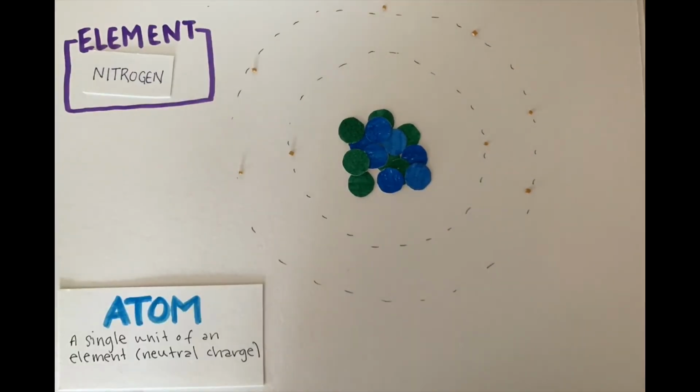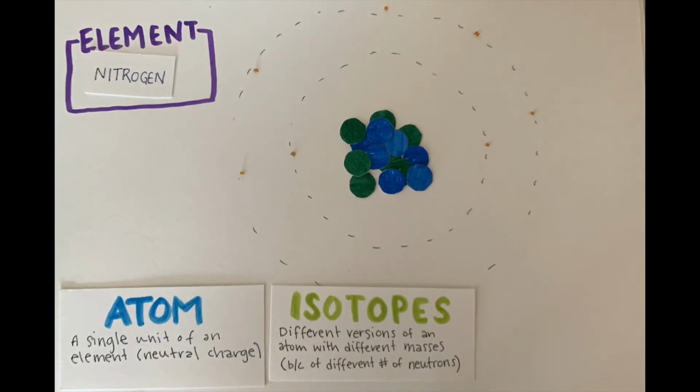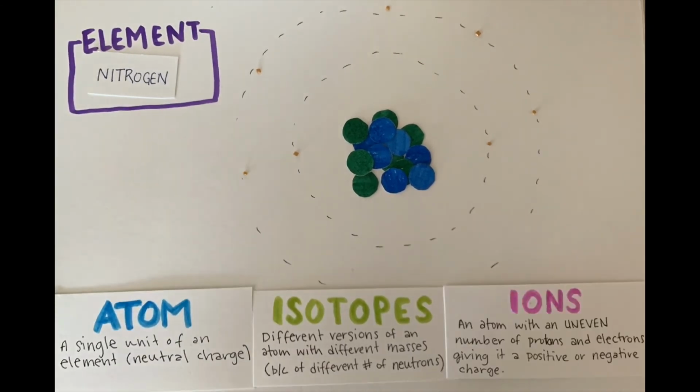Let's review what we've learned today. First, we've learned what an atom is. It is a single unit of an element and is usually neutral or has a charge of 0. We have isotopes. These are variations on an atom that have different masses, meaning that some of them have different numbers of neutrons in their nuclei.